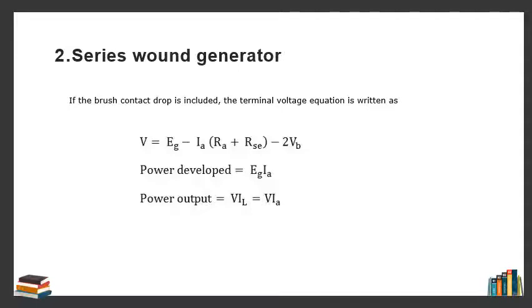If the brush contact drop is included, the terminal voltage equation is written as V equals Eg minus Ia in bracket Ra plus RSE, minus 2VB. Finally, the power developed in a series bound generator is equal to Eg into Ia. And the power output of a series bound generator is equal to V into IL, or V into Ia.